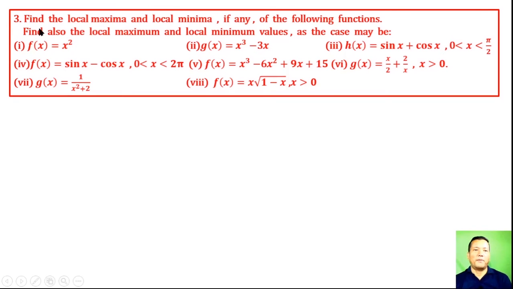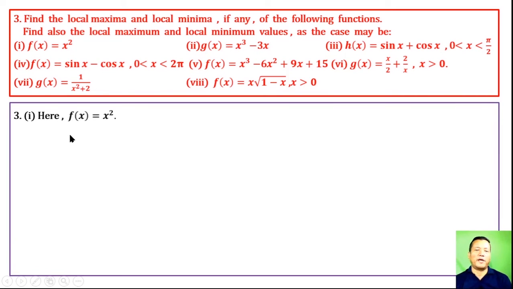Question number 3. Find the local maxima and local minima, if any, of the following functions. Find also the local maximum and local minimum values, as the case may be.